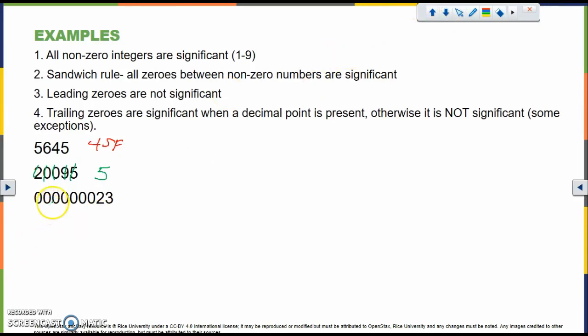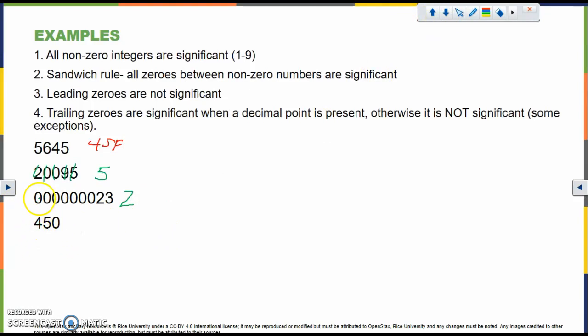Here we go. These are called leading zeros: any zero in front of any non-zero number, okay? These are placeholders. All of the zeros for us are not significant. The leading zeros, again, are never ever significant, even if there's a decimal point. So in this case, you have 2 significant figures, okay? Here we go.